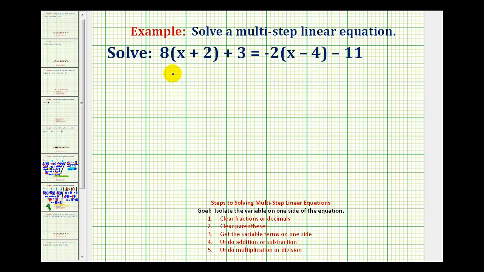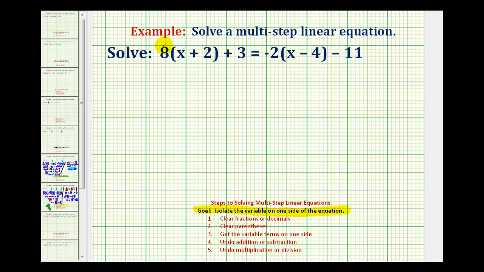In order to solve the given linear equation in one variable, our goal is to isolate the variable on one side of the equation. And we do have some guidelines here in red that we can refer to in order to solve multi-step linear equations. But the first step in this equation is going to be to clear the parentheses.